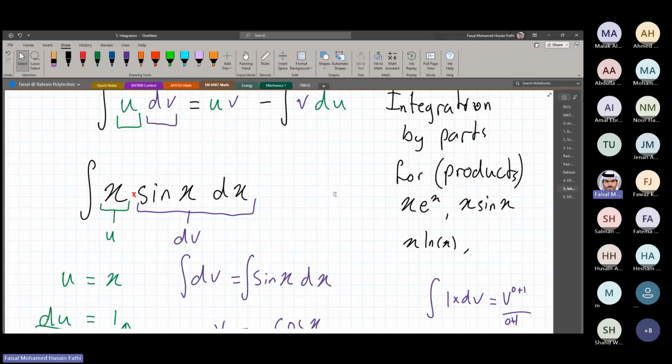you can use, meaning the only way to solve it is by using integration by parts, similar to product rule and differentiation. When do you use it? When you have a product, when you have two variables that are being multiplied, meaning x sine x or x cosine x or x times e to the power of x.